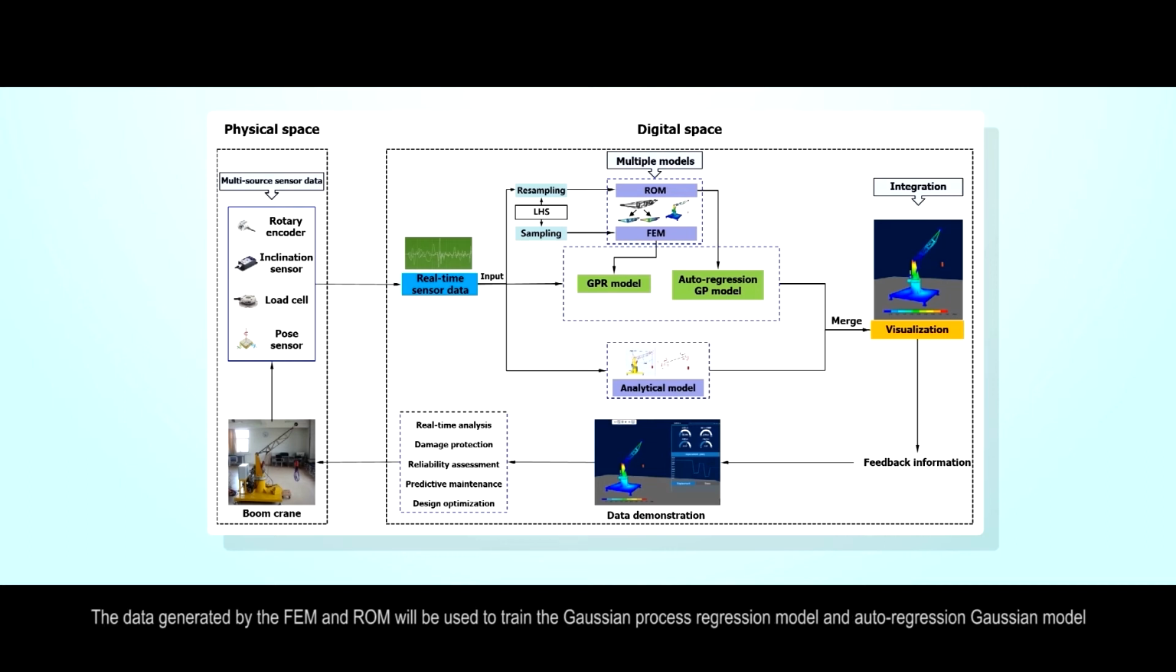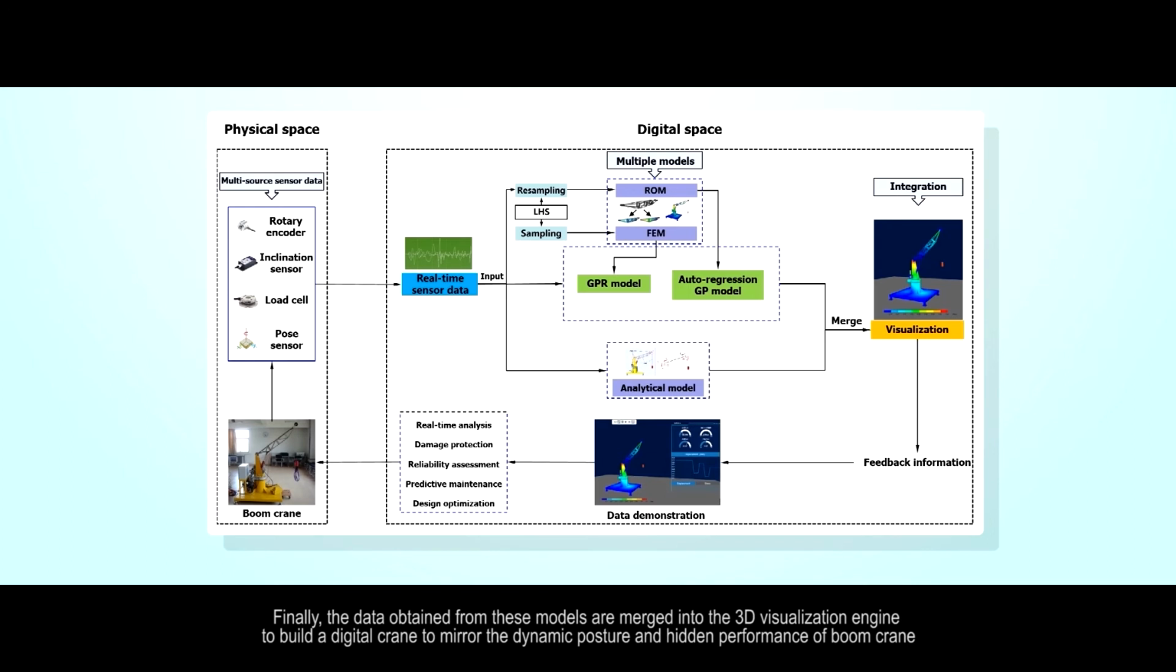The data generated by FEM and ROM will be used to train the Gaussian process regression model and autoregression Gaussian model. Finally, the data obtained from these models are merged into a 3D visualization engine to build a digital crane to mirror the dynamic posture and hidden performance of the boom crane.